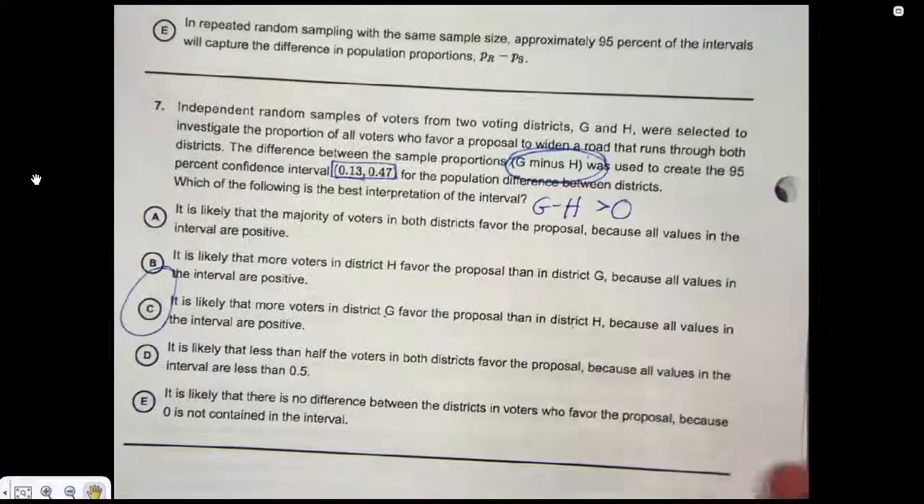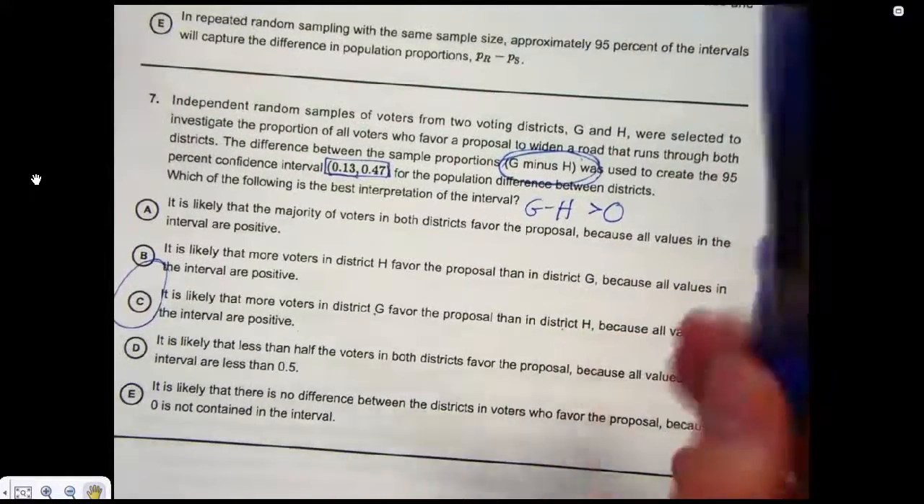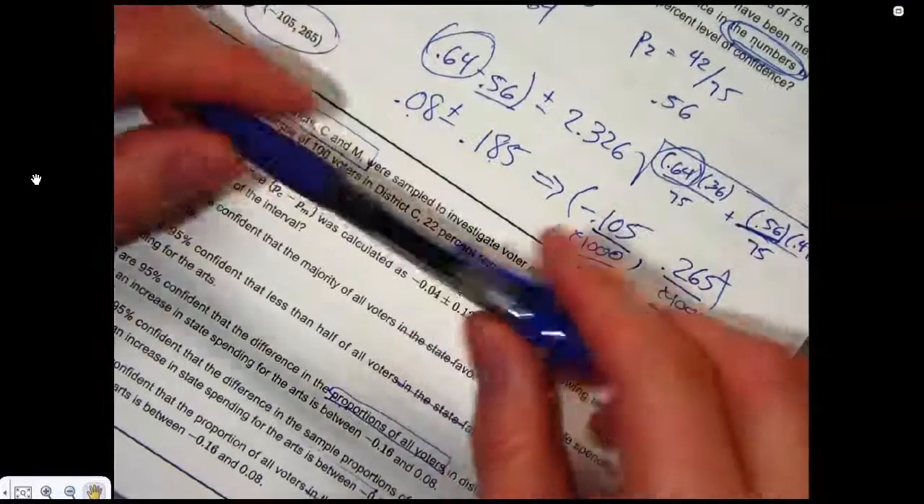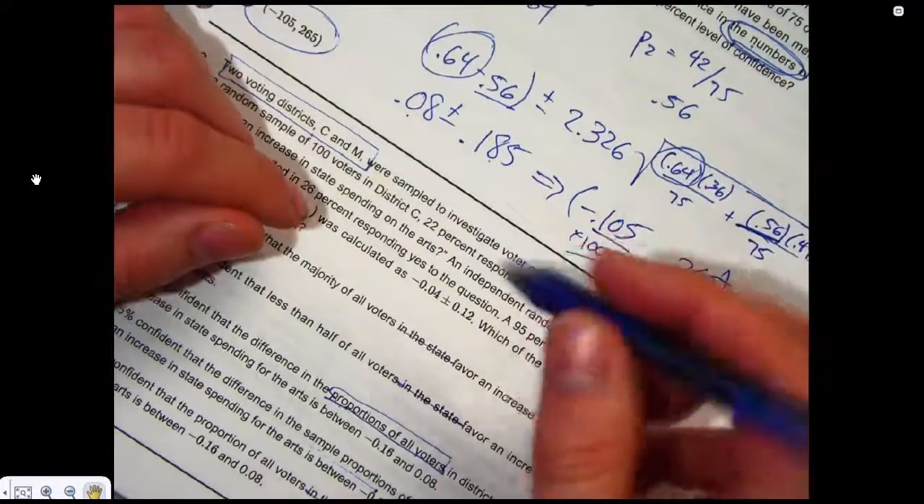So I'm going to give you time to work on the rest of it. The answers are on Schoology. Tomorrow I'll answer any questions on it, and then we're going to do a little bit more stuff with the 2 samples Z, and then we'll move on to means on Thursday.